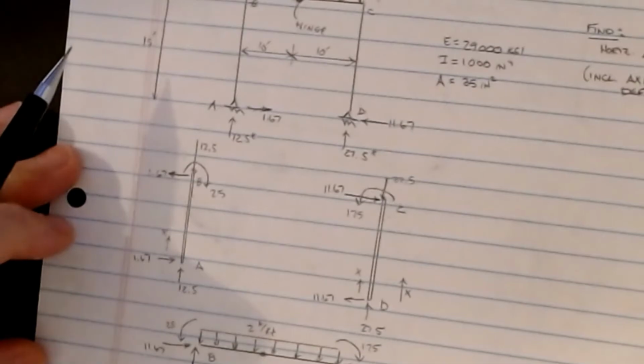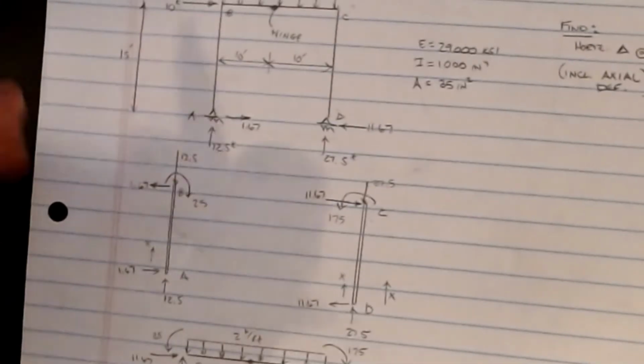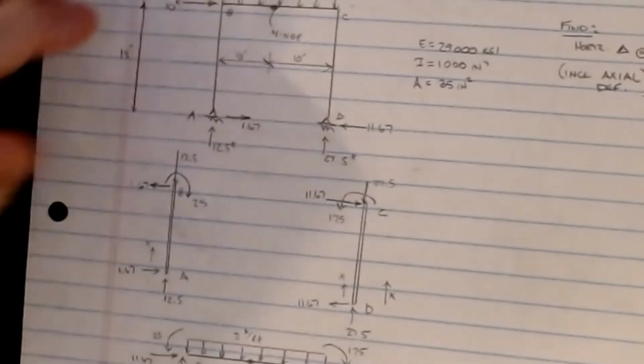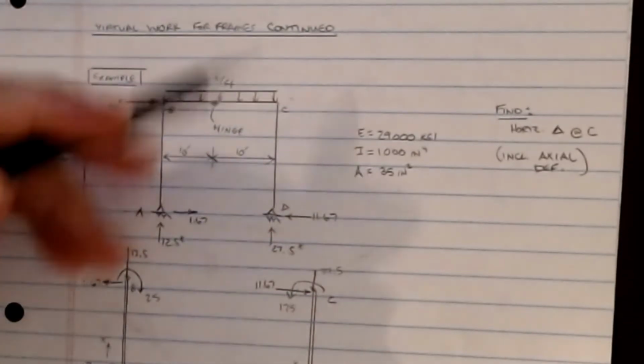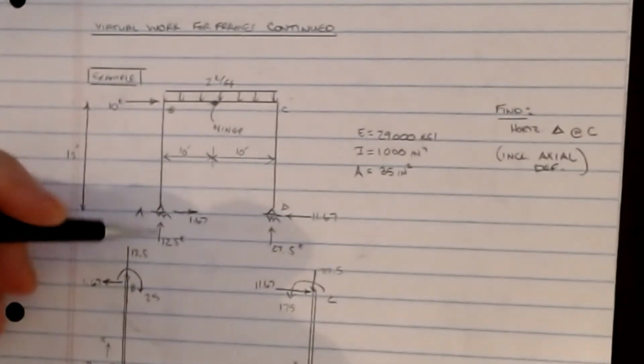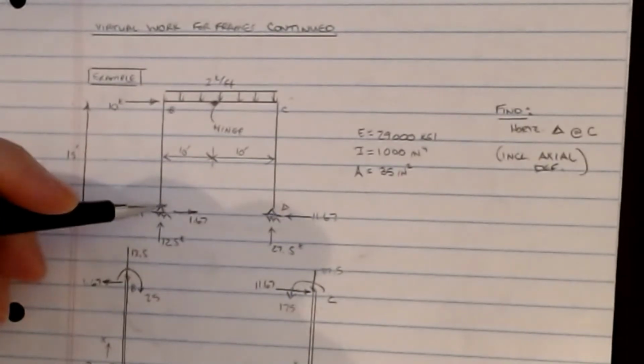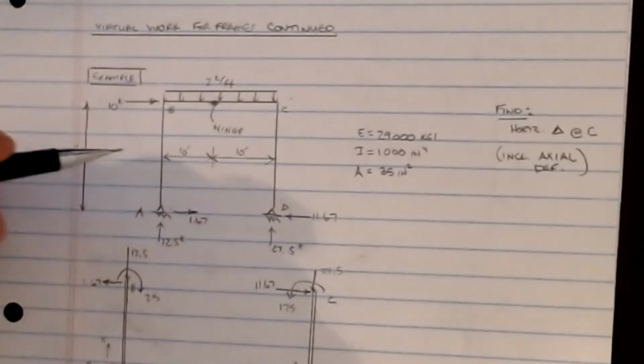So if we go through and draw our free body diagrams of the parts, what we find for the full system is that the upper reaction is 12.5 kips, and we have a to the right reaction of 1.67, okay?